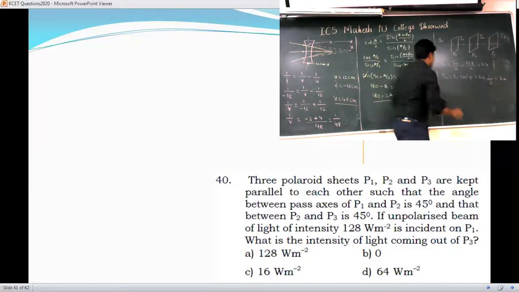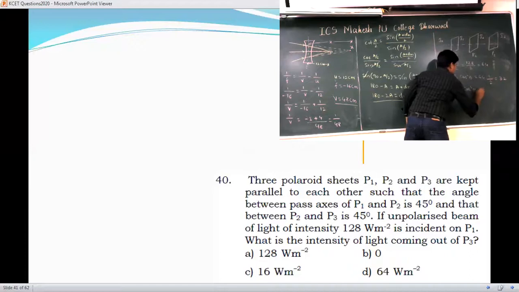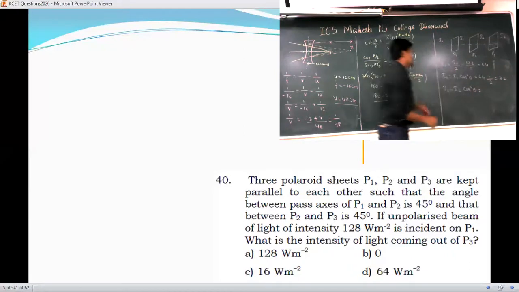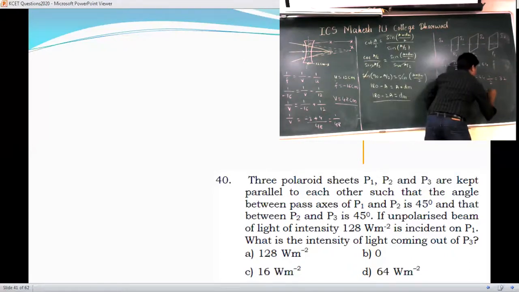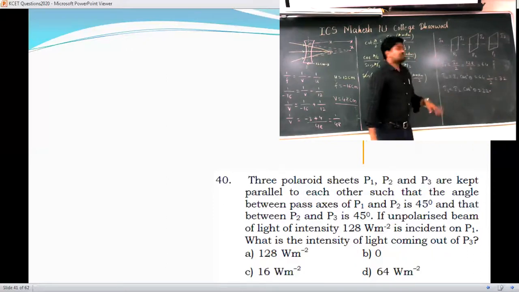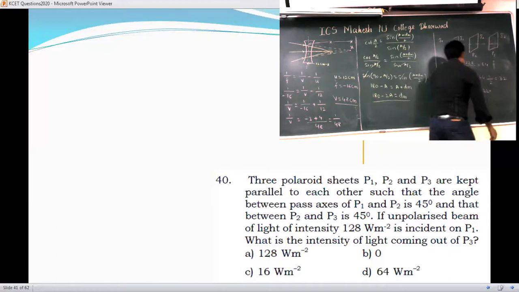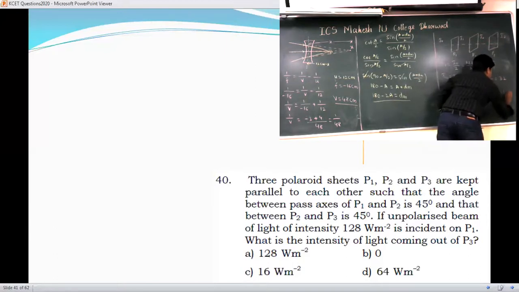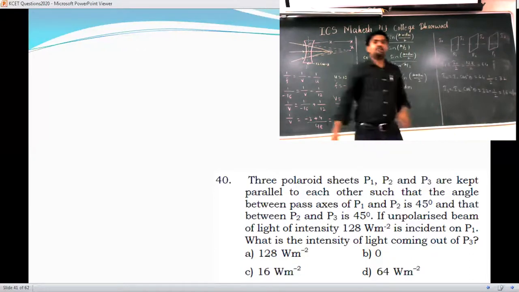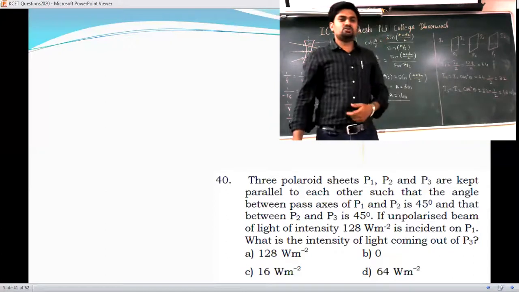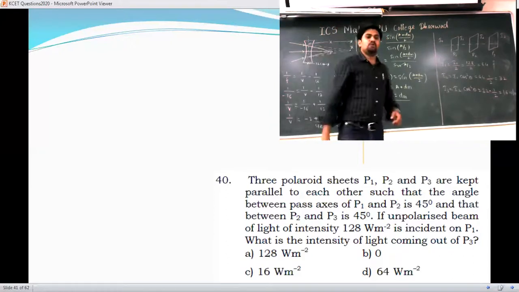Next, I3 is equal to, again according to Malus law, I2 into cos square theta. Now what is I2? We have got 32. 32 into, again, what is the angle between P2 and P3? It is 45 degree. Again cos square theta is 1 by 2. So you will get 16 watt per meter square. So I3 is equal to 16 watt per meter square. So option C should be your answer.